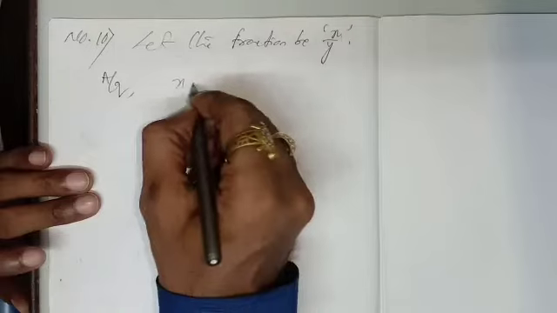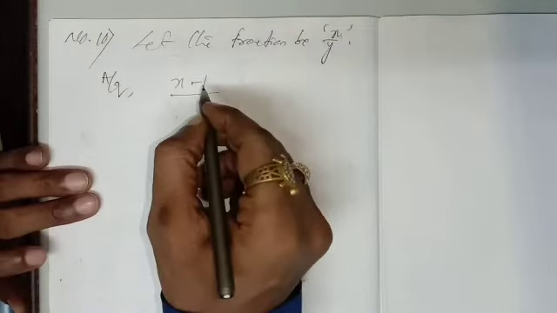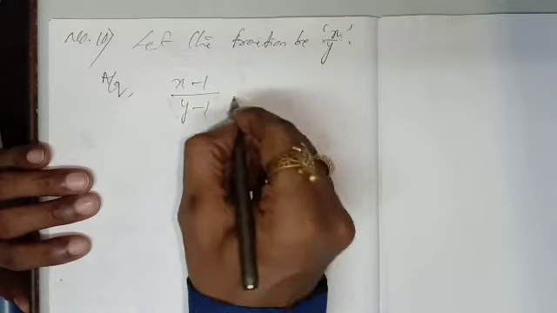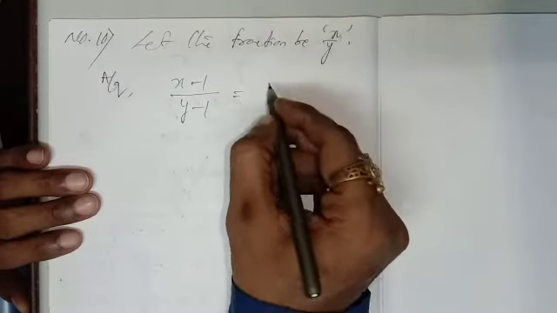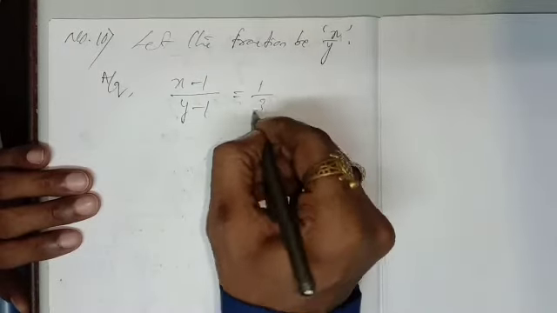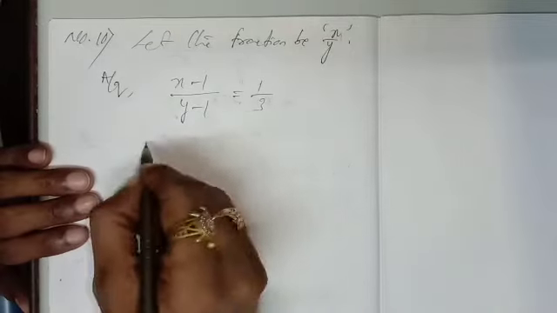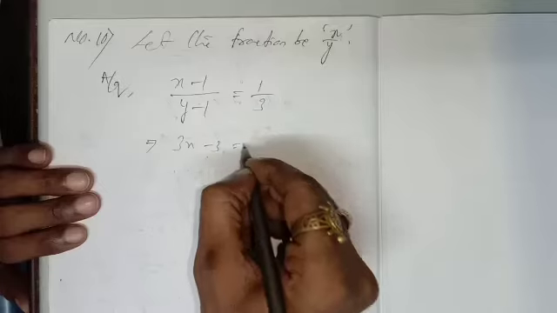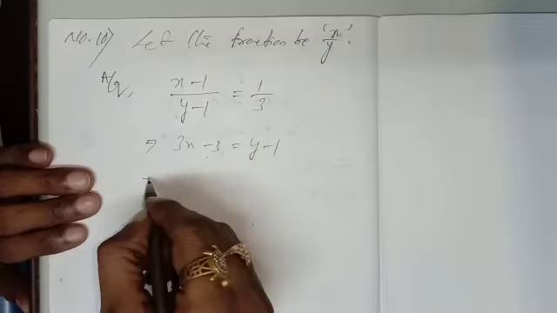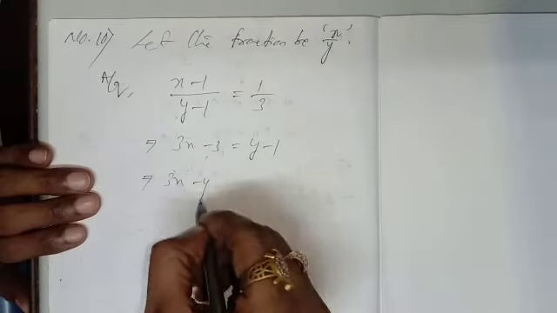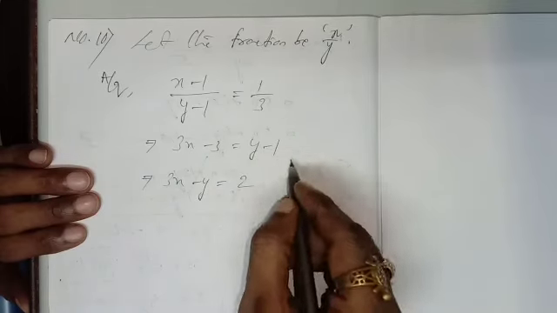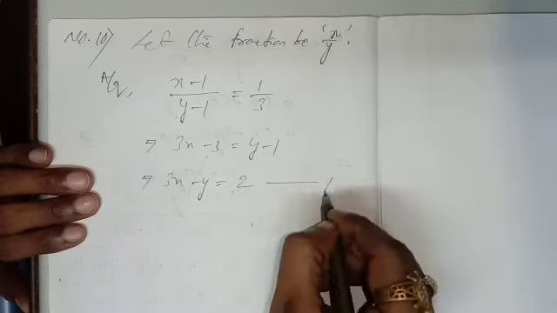Then according to the question, if 1 is subtracted from the numerator, that means x minus 1, as well as from the denominator, y minus 1, we get 1 by 3. This is the first equation. Cross multiplication gives 3x minus 3 is equal to y minus 1. That means 3x minus y is equal to 2. This is equation number 1.